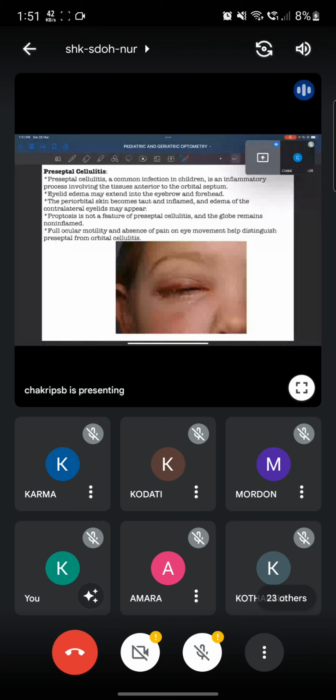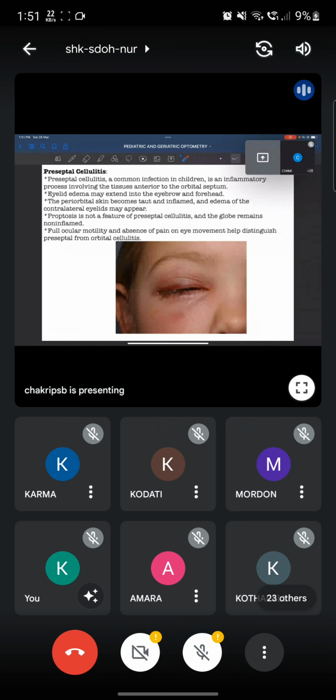Meibomian gland region. So the infection has occurred at the center of the orbital septum. So we say preseptal cellulitis. This mainly happens as inflammation, or it may occur secondary to an injury to the eye. Okay, this is preseptal cellulitis.